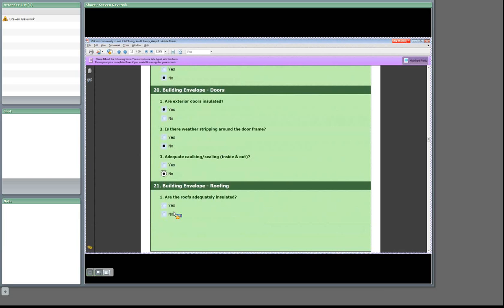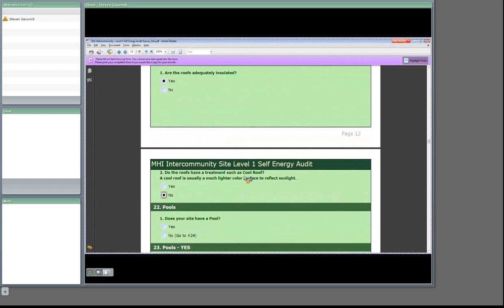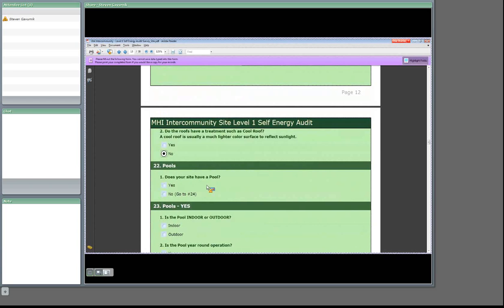Next one is roofing. Is there adequate insulated roofing? Again, a judgment call. You'd indicate yes or no. Do the roofs have a treatment such as cool roof? What we're after is any roofing system that has been post or installed with a very, very light gray or white surface to reflect any excessive heat from the sun. So you'd indicate whether or not that was the case. If you have shake or asphalt shingle, the only time that this could be yes is if it truly was one of those white shingles, not very common, that's out there.